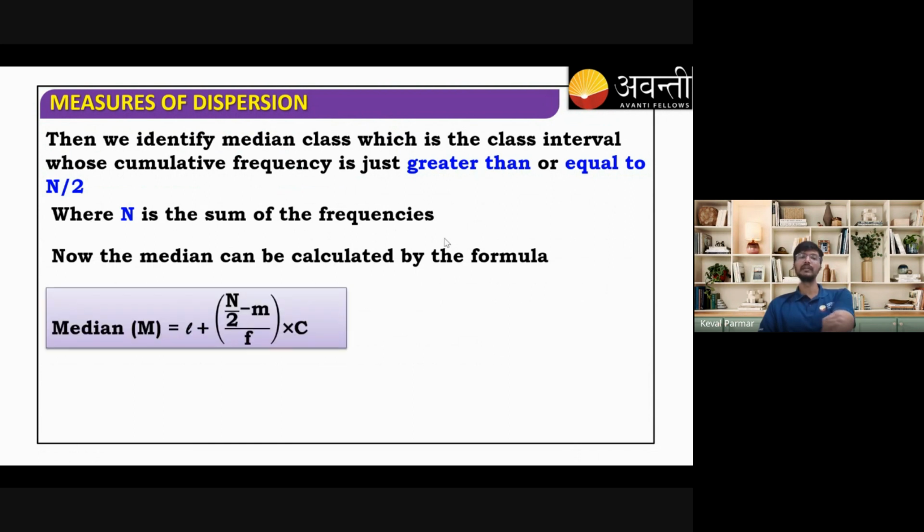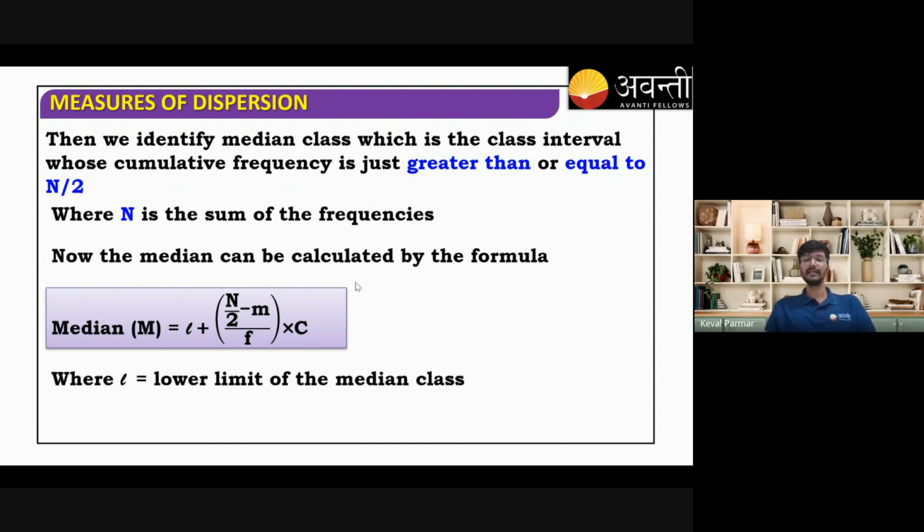The median formula is this. See, the median formula looks very tedious to remember, but there is no option. We'll have to remember it. Correct, guys? Chalo, let's see what these letters are. f, you must have guessed, is the frequency. c is the class width, which we already discussed. What are n and m? n is the sum of all frequencies, and then m and l.